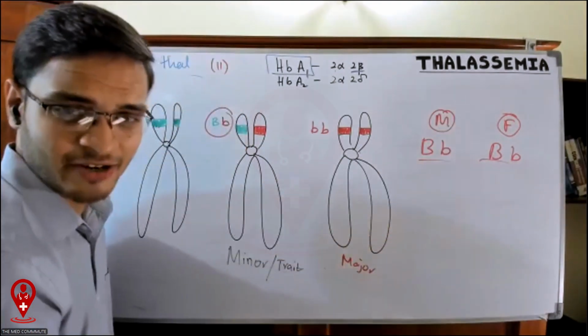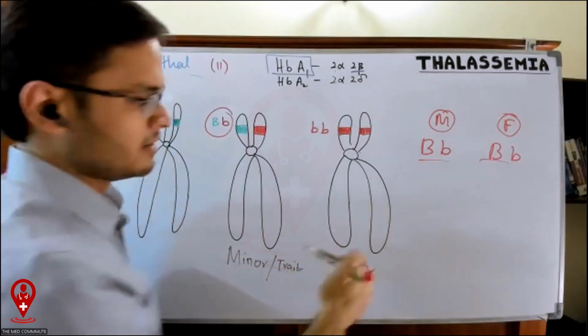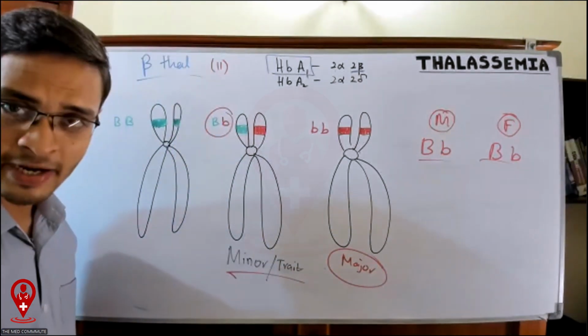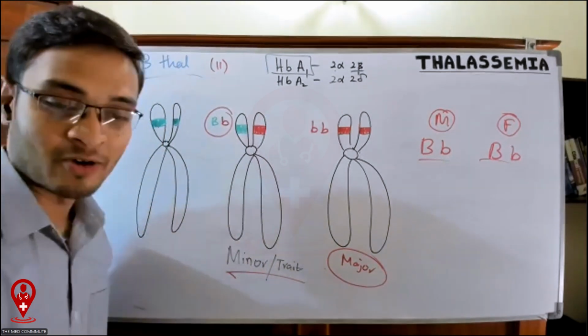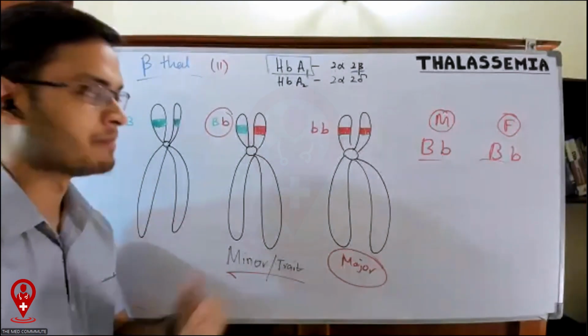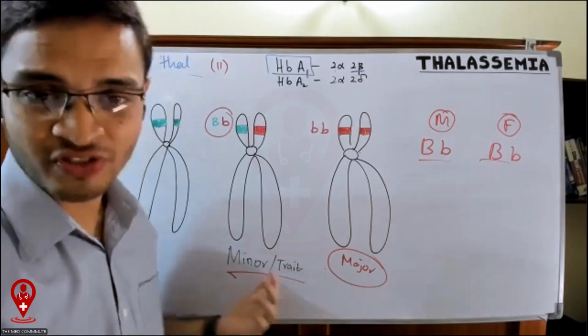If you do the cross here, you all can do the cross now. Tell me the chances of the next child being a major, and then tell me the chances of them being a minor. Come on. Major 25%. Minor 50%, right? So that is 1/4 and 2/4.